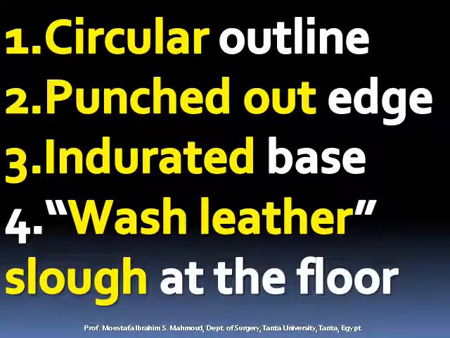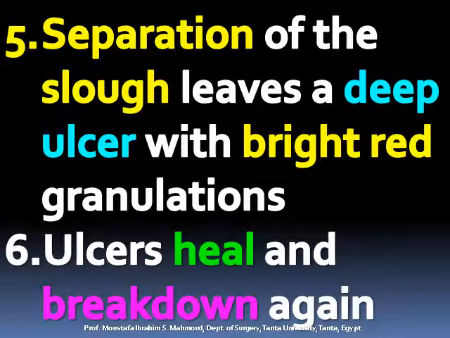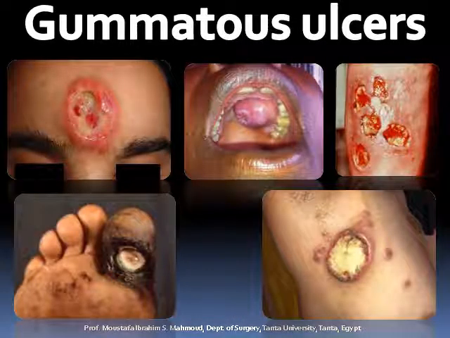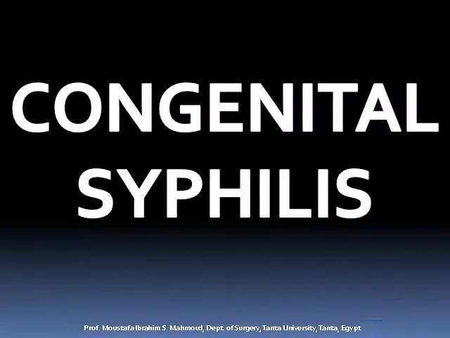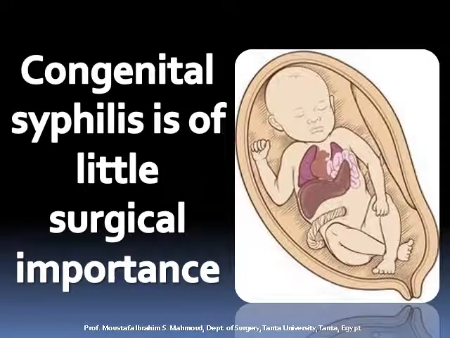Gummatous ulcers are circular, with a punched-out edge, undermined base, and wash-leather slough at the floor. Separation of the slough leaves a deep ulcer with bright red granulations. The ulcers heal and break down again. Congenital syphilis is of little surgical importance.